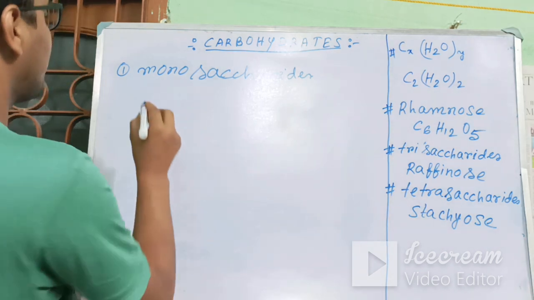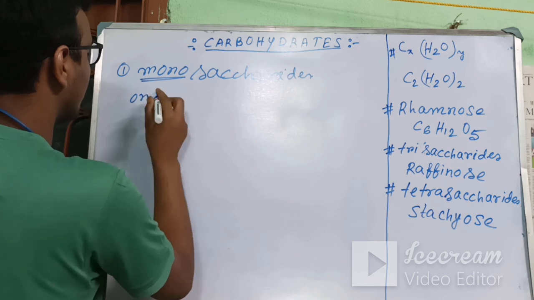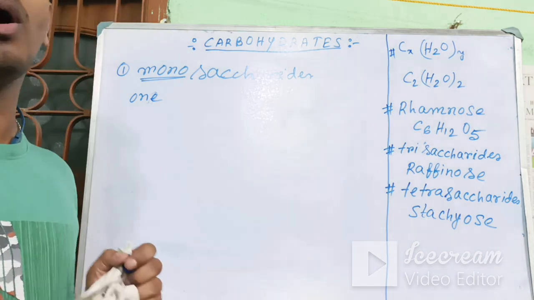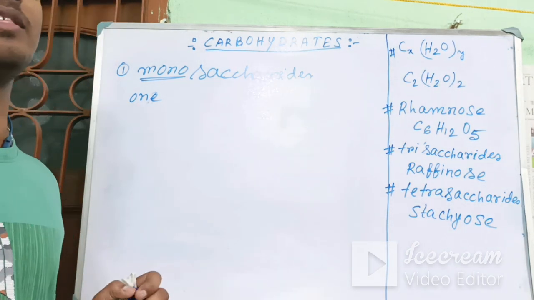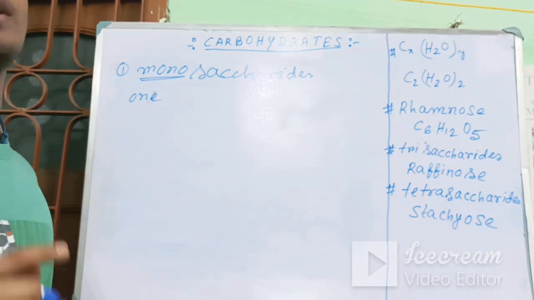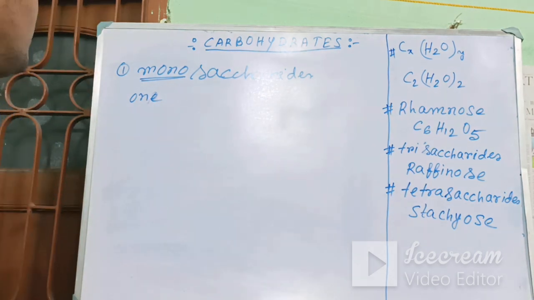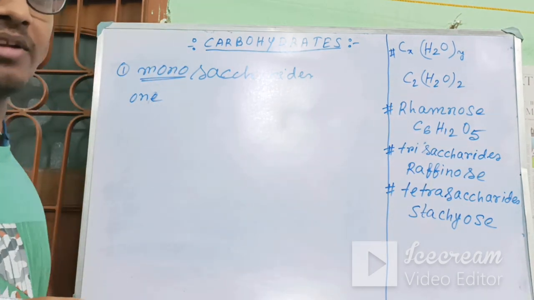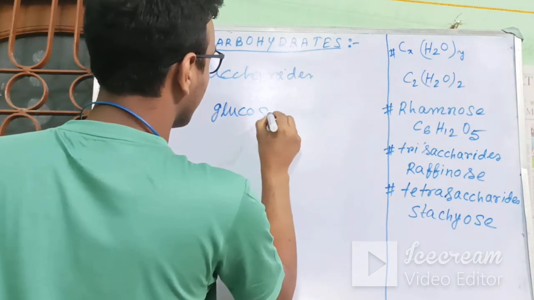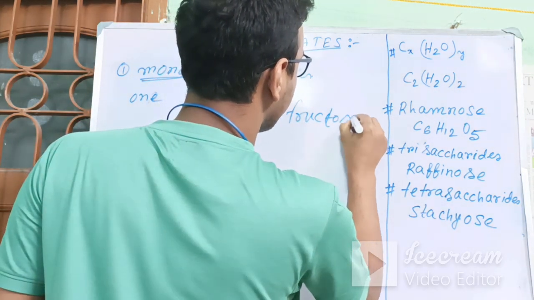Mono means one. So a monosaccharide is a class of carbohydrate which on hydrolysis cannot give any smaller unit of carbohydrate. So this is the smallest unit of the carbohydrate, and this is called a monosaccharide. For example, glucose and fructose are monosaccharides.